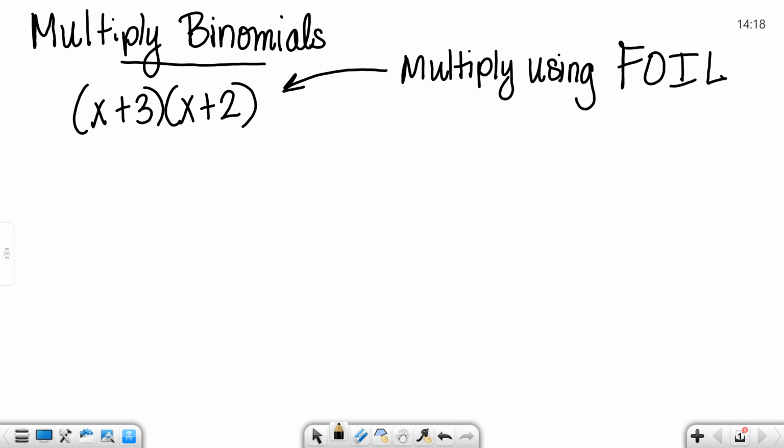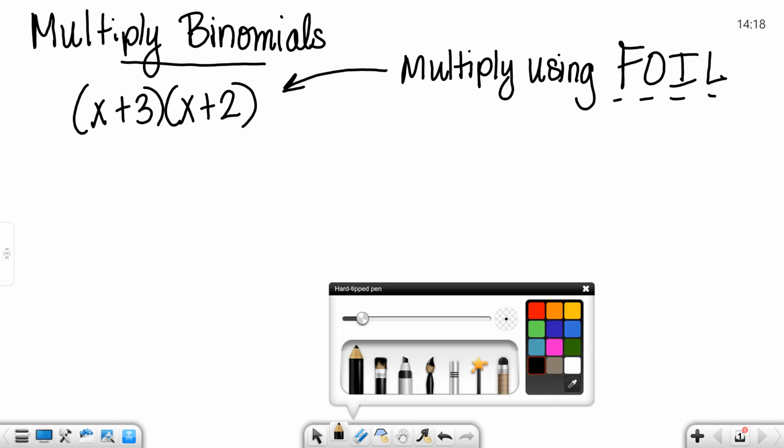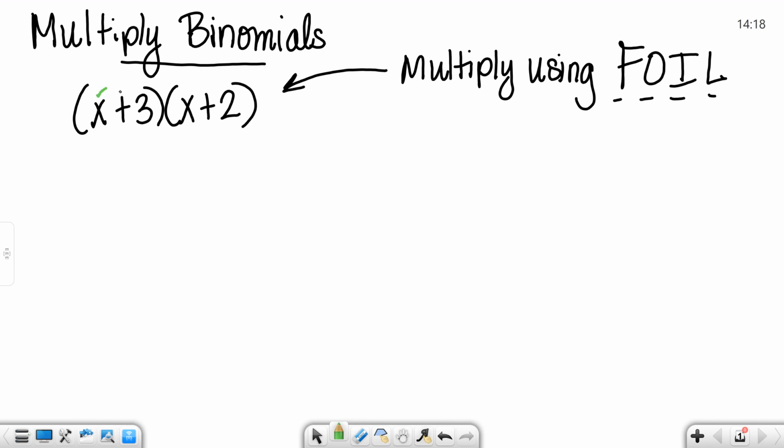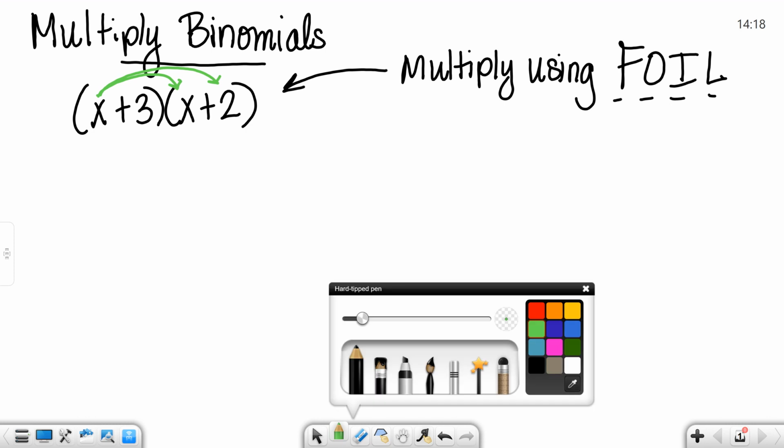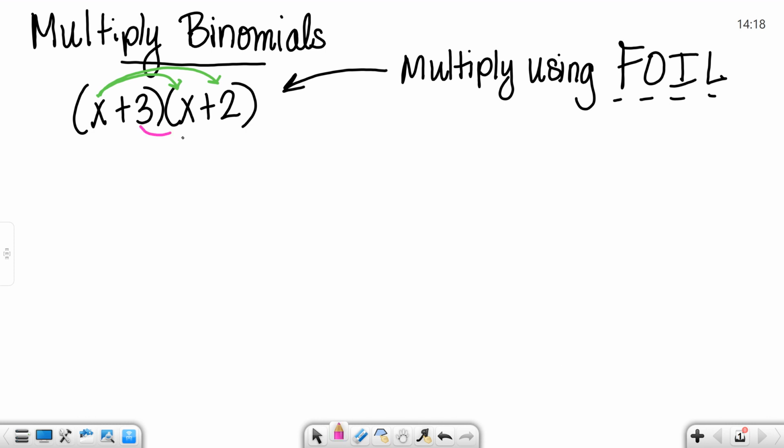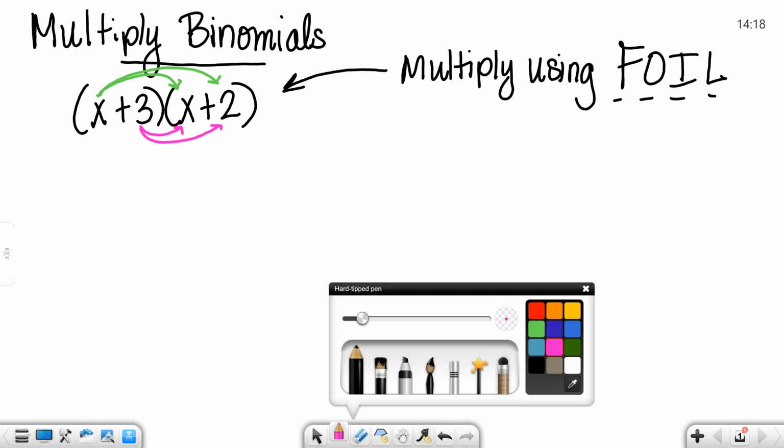FOIL is the first terms, the outside terms, the inside terms, and the last terms. That would just be the order that you multiply things. I like to think of it as we're just distributing. So we're going to take this x right here and multiply it by both of those. We're going to distribute it. Then we are going to take this 3 and multiply it by both of those. Once I've done all of that, I have finished all of my distributing. So let's do that.